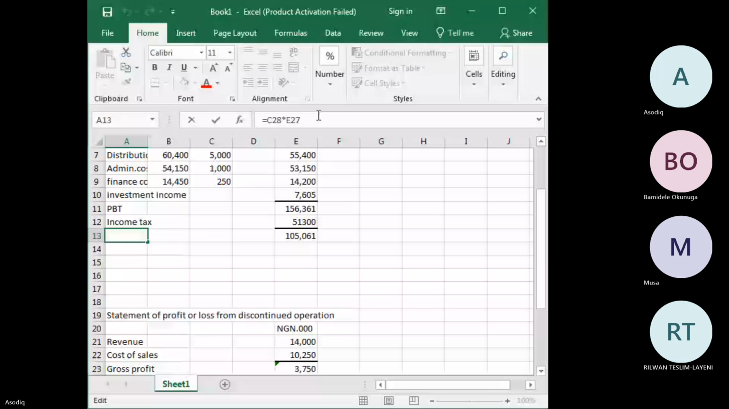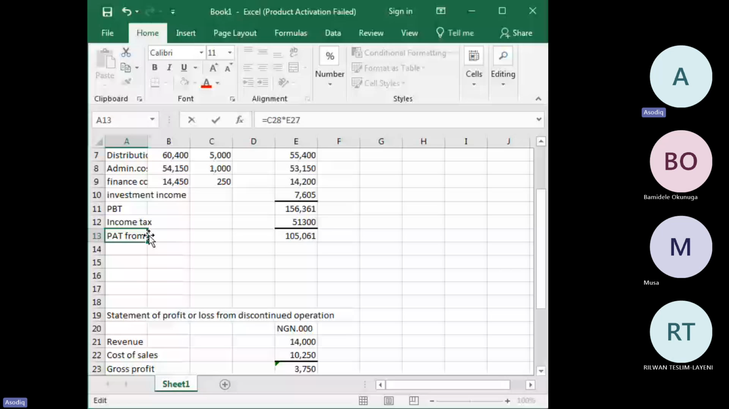PAT, PAT from, let's say PAT for the period. For the period.